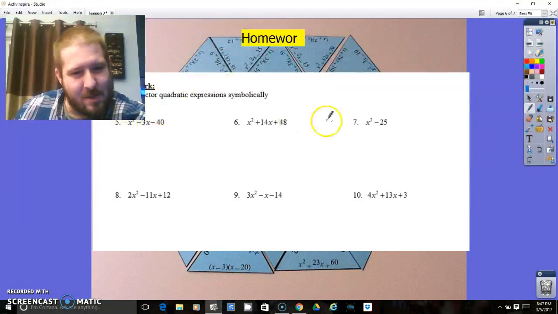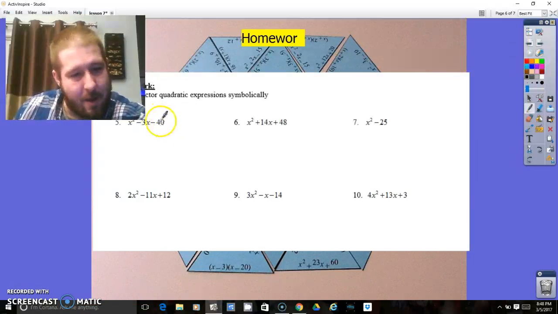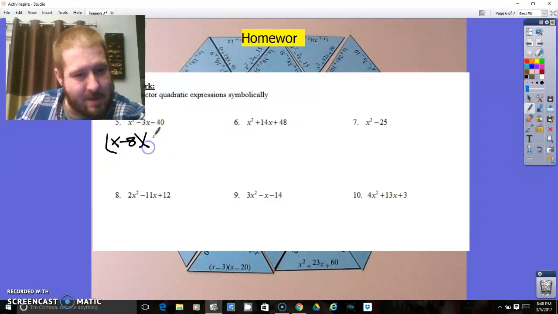All right, so the first 3 questions look like a review of yesterday, and the bottom 3 questions look like new questions. So what 2 numbers give you negative 40 but also add up to negative 3? I'm asking myself, well, hey, one number has to be negative, one has to be positive, and I believe that's going to be negative 8, x minus 8, and x plus 5. That is factorable. Multiply those 2 numbers, you get negative 40. Add them, you get negative 3.